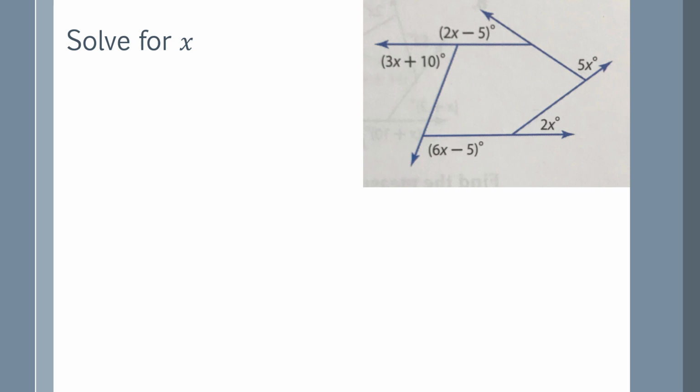Okay, go ahead and use what you learned and solve for x on this problem. Go ahead.